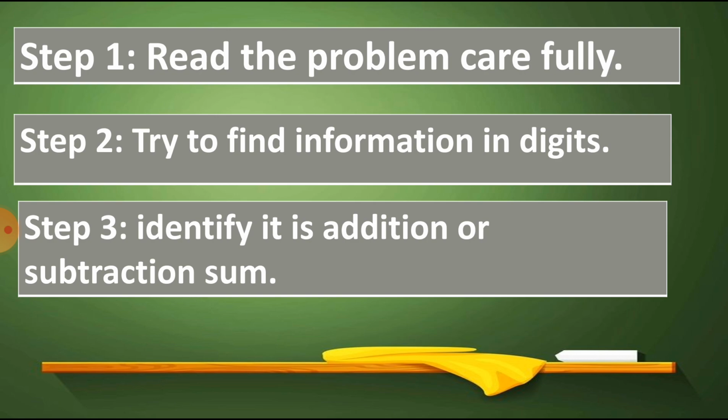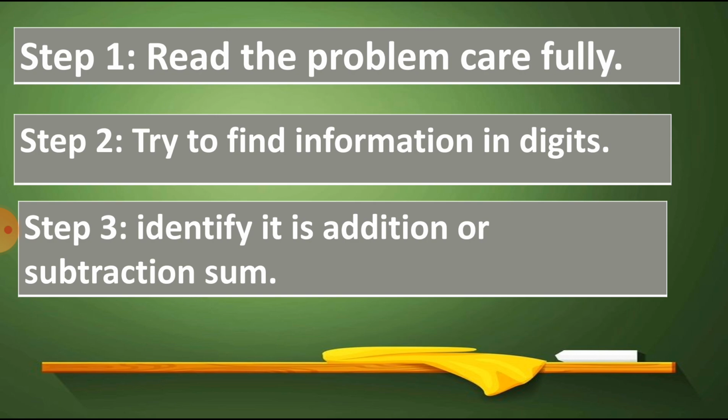What is the second step now? The second step is try to find information in the digits. It means try to find some digits in the sum. Step number 3 is identify whether it is an addition sum or subtraction sum. Which operation we have to follow in this sum? Addition or subtraction. After identifying that this is addition or subtraction, just go and solve this sum. This way we can solve these types of application in real life sums.